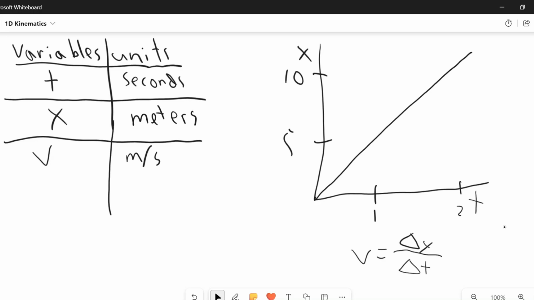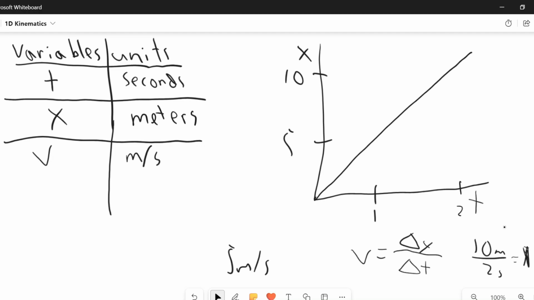So basically, we know that this object in 2 seconds travels a distance of 10 meters. So this object has a velocity of 5. Sorry, you probably can't see that. It's a velocity of 5 meters per second.